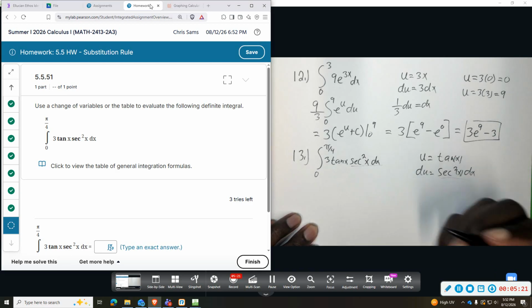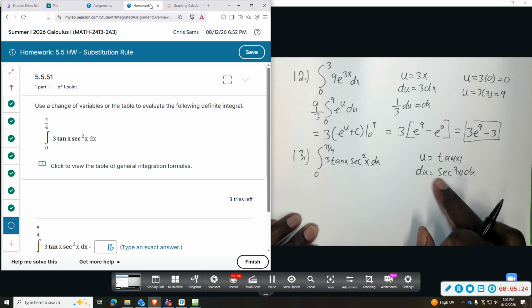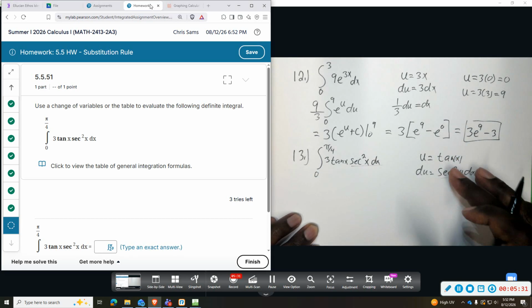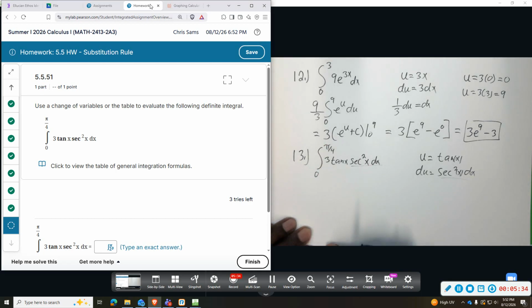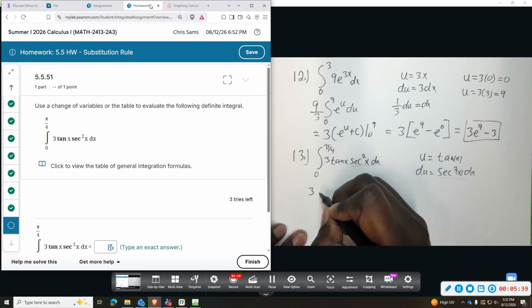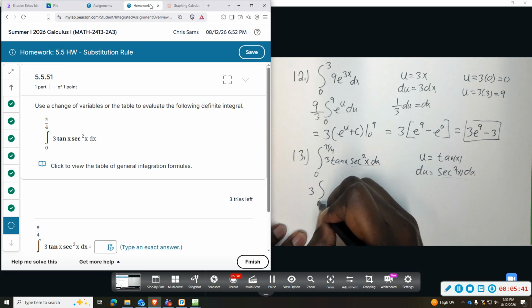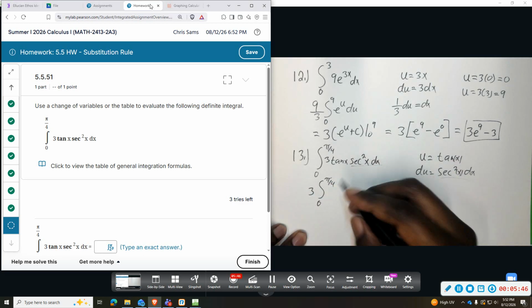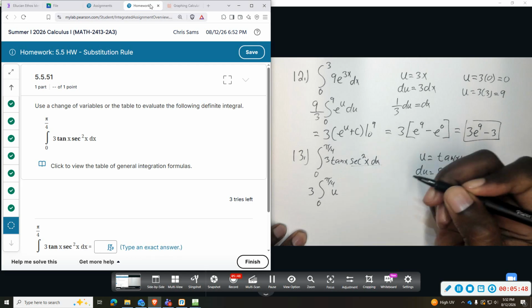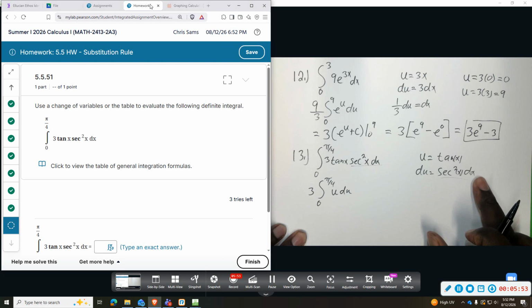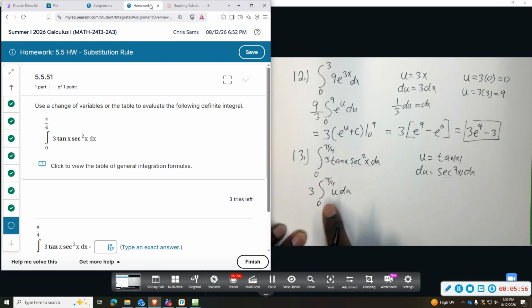I can pull the 3 out front. Instead of changing my limits whenever I change u, I'm just going to go back and then plug in what we originally started with. So I won't change the limits this time, just to show a different iteration. So we're going to do 3 integral from 0 to pi over 4. So before I plug it in, I need to go back and replace u. This is going to be u du.